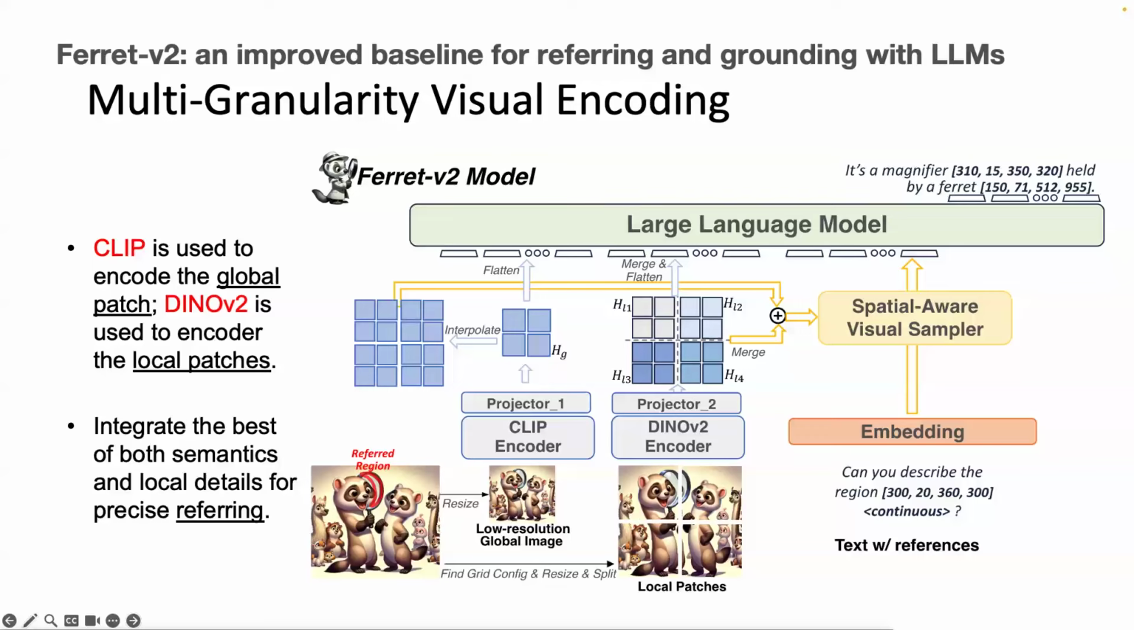Possibly not. But because DINOv2 has different augmentations during pre-training and leverages a more self-supervised way, it can trigger the localization of these tasks. So we use DINOv2 to encode the sub-patches. Finally, we concatenate the global patch with the sub-patches, and all of these are fed into the large language model. So this is a specific design of Ferret v2.